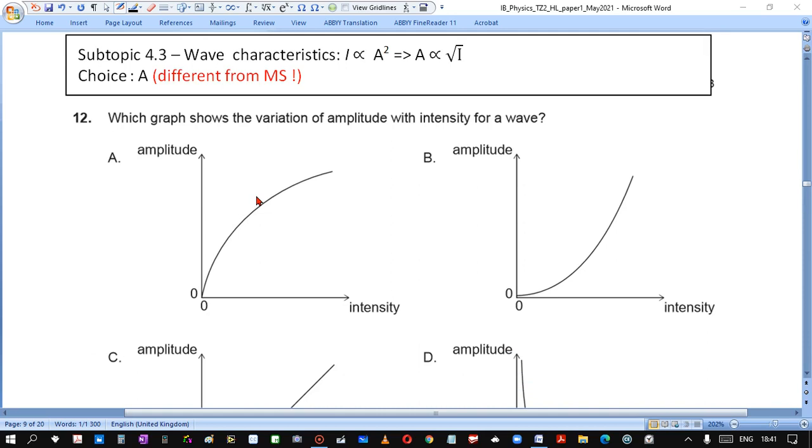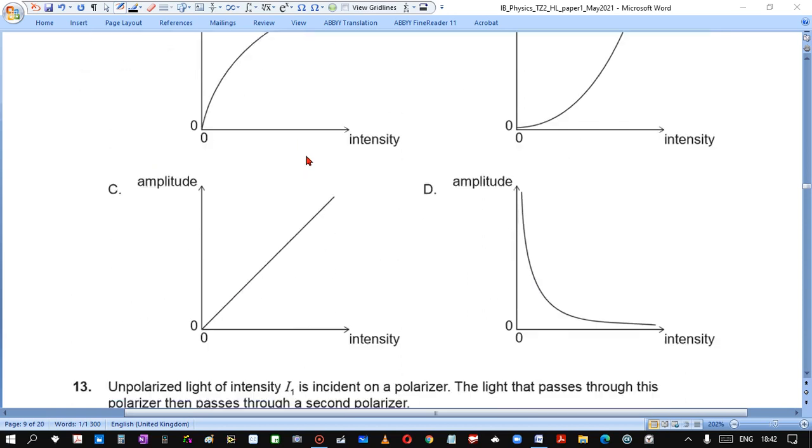Here we have a difference from the mark scheme. I think that in the mark scheme they made a mistake because this is an easy question. Which graph shows the variation of amplitude with intensity? In the booklet we have a formula linking intensity with amplitude squared, so intensity is proportional to the square of amplitude. It means that amplitude is proportional to the square root of intensity. So graph A is the answer.